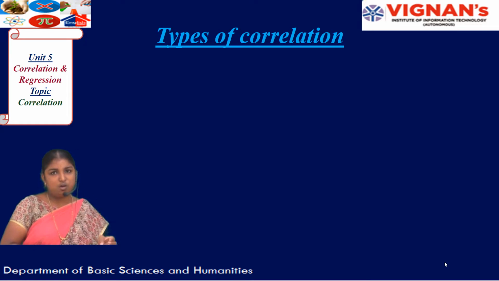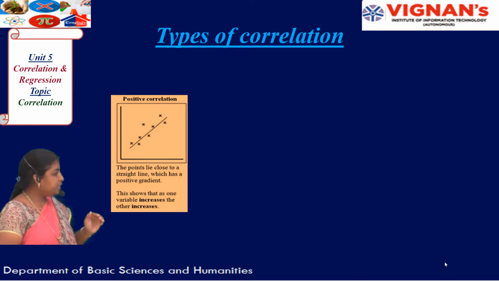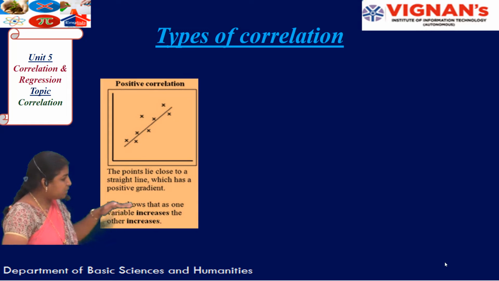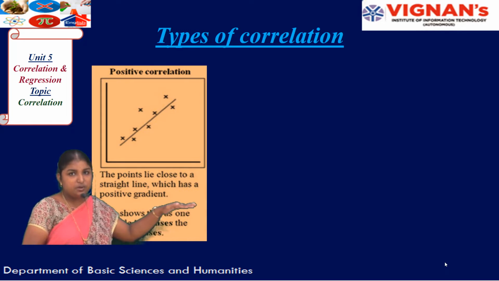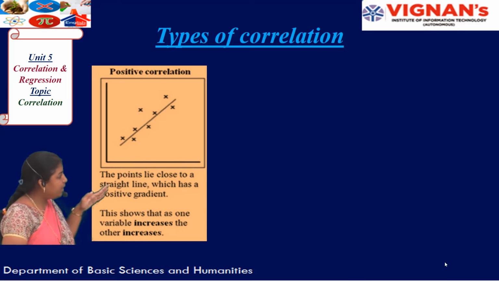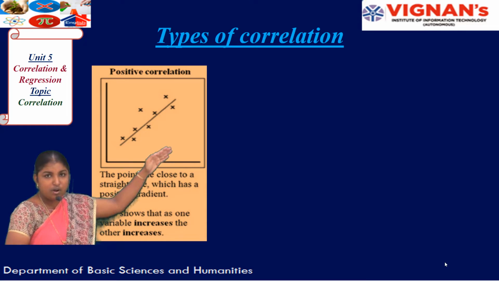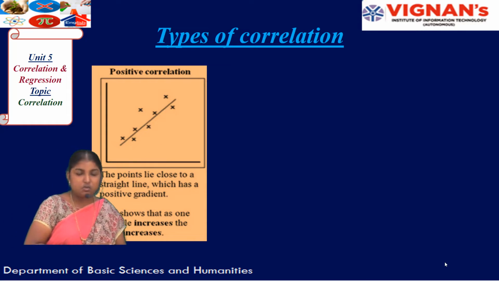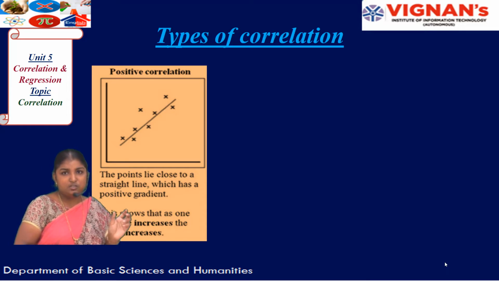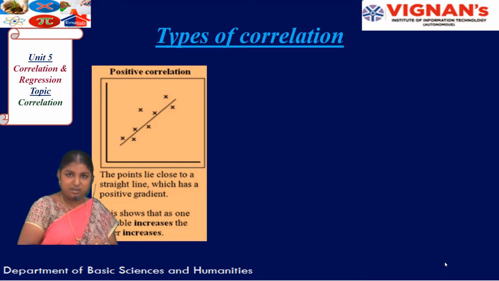One is positive correlation. Positive correlation means, in a graphical representation, if x values increase, then depending upon x values, y also increases. So here we have a graph in an increasing mode. That is known as a positive correlation. This is the scatter diagram, which is a graphical representation.